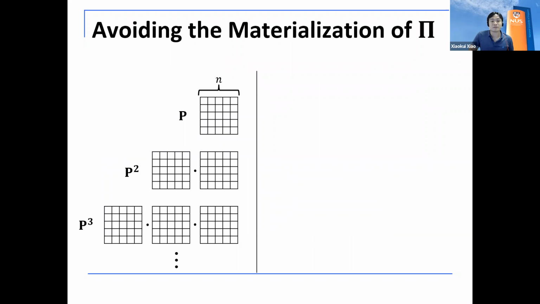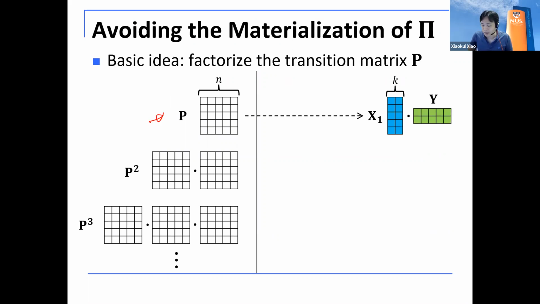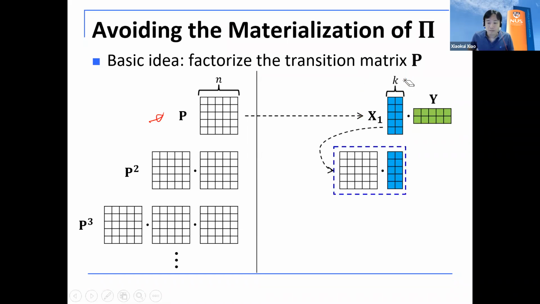So the idea is as follows. Given the transition matrix P, what we're going to do is to first factorize it using some existing algorithm to obtain two n by k matrices, where k is a small constant. Let's say the two factorized matrices are X1 and Y. And then what we're going to do is to take the matrix on the left-hand side here, and multiply it with the transition matrix P.